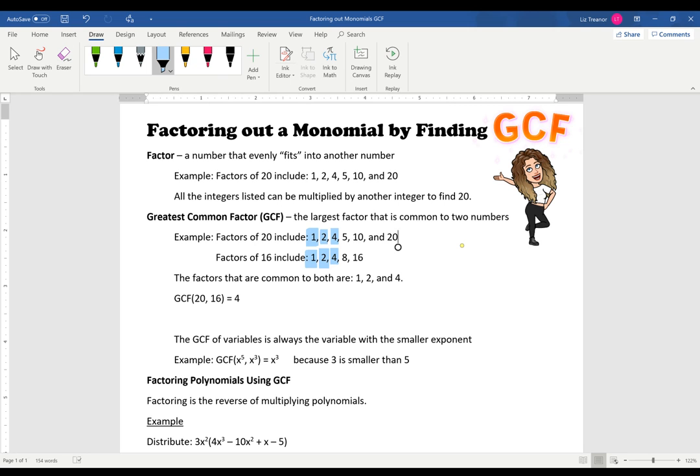For the GCF, we're just looking for the biggest one, the largest. So the greatest common factor is 4. So we call it the greatest common factor.